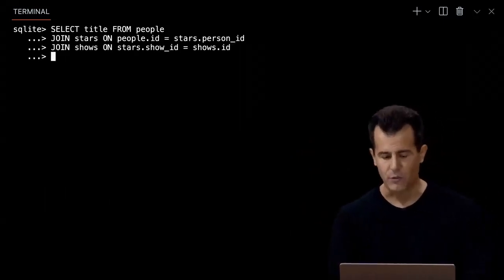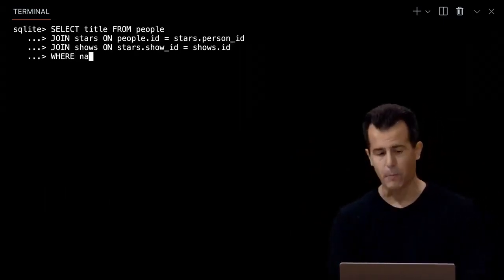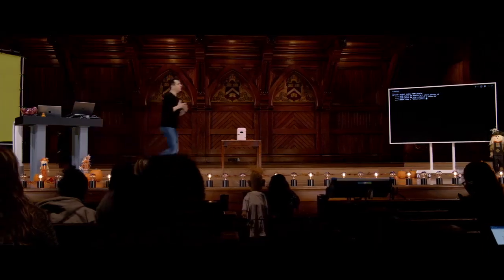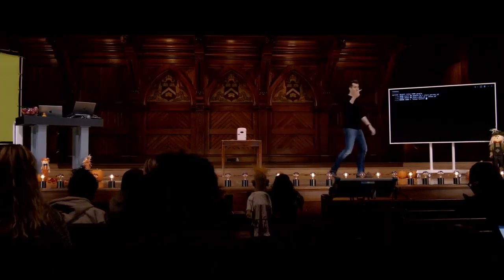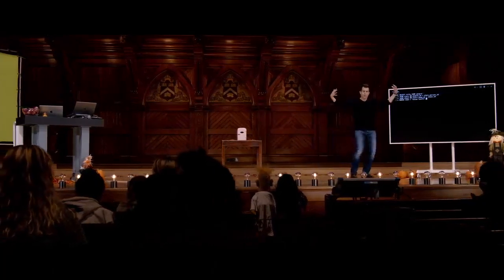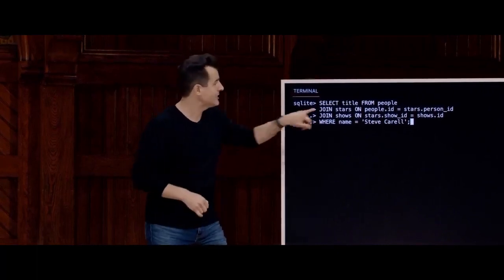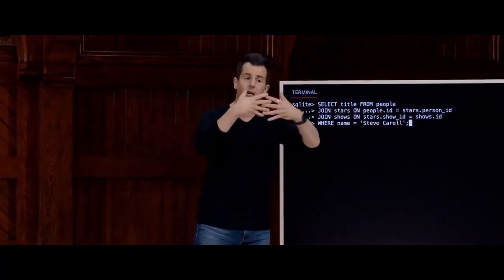But I only care about this for one person, so where the name of the person equals quote unquote Steve Carell. So more cryptic to be sure, but what we're doing with this query is just taking all three tables that we care about, and we're joining them all together at once using this new join syntax, literally telling the database what columns to line up with what.